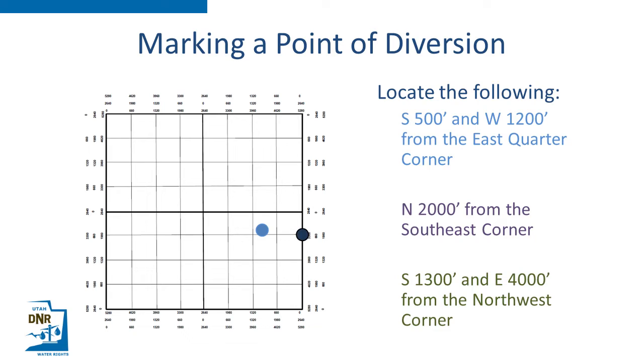One final example, to locate a point south 1,300 feet and east 4,000 feet from the northwest corner, start at the northwest corner and measure 1,300 feet south from that corner, and then east 4,000 feet to get to that point of diversion.